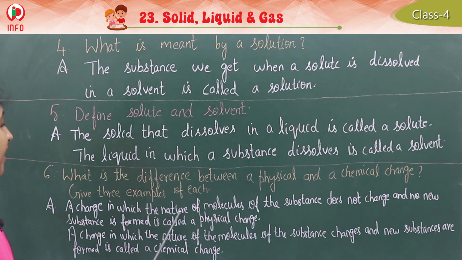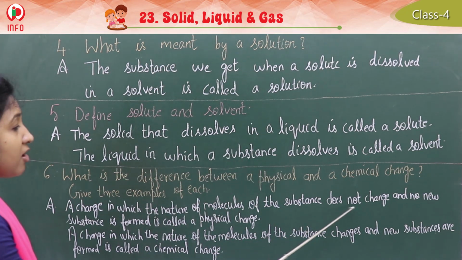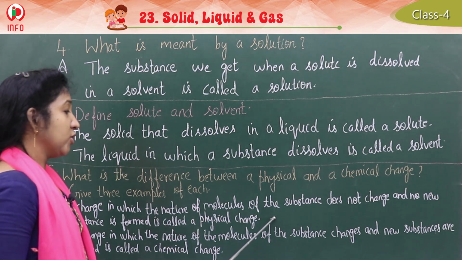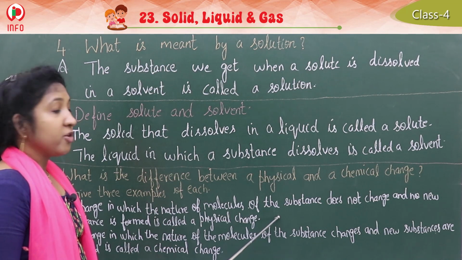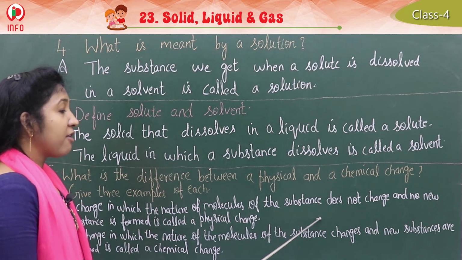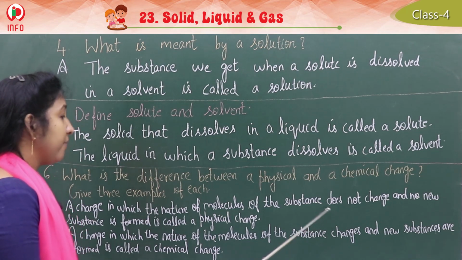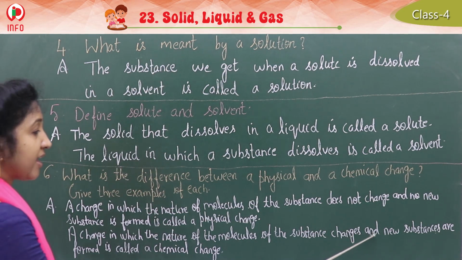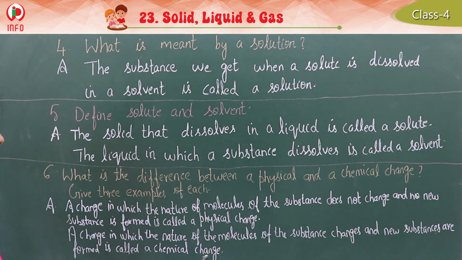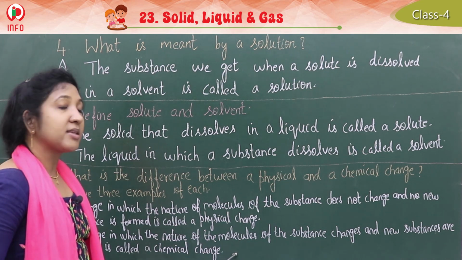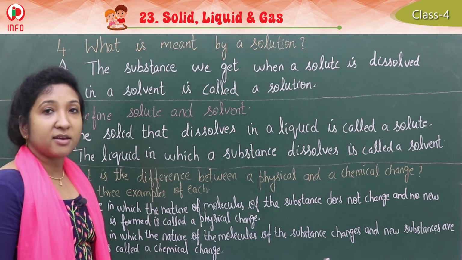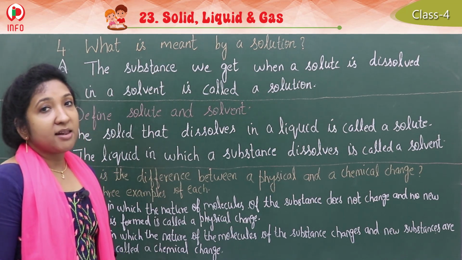A change in which the nature of molecules of the substance does not change and no new substance is formed is called a physical change. Examples, you can refer to your course book, page number 116. You can write here melting of butter, melting of ice, breaking of pencil. Then a change in which nature of molecules of the substance changes and new substances are formed is called a chemical change. Example, page number 116 in your course book, it is given burning of wood, baking of cake, rusting of iron, all are examples of chemical change. Okay?